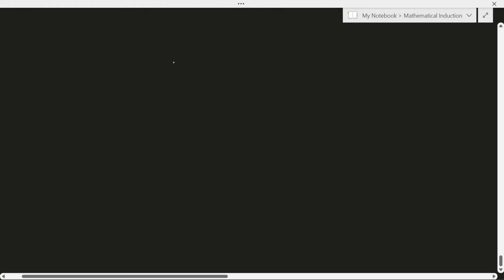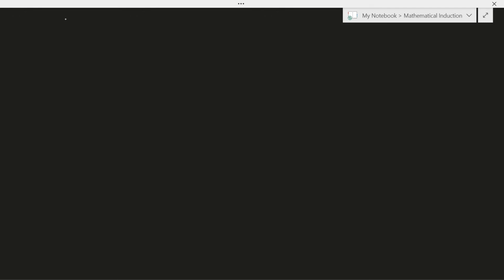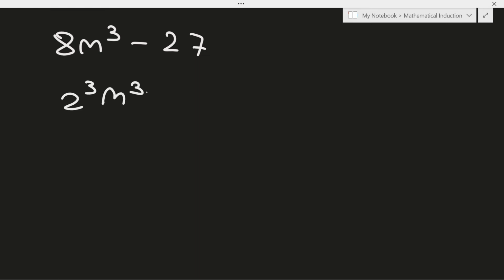And let's say we have, so I'm going to continue now because that part was pretty simple, very easy concept to grasp. Let's say we have 8m cubed minus 27. Now what we want to do is find a way to have both things cubed. So 8m cubed is the same thing as saying 2 cubed times m cubed, minus 3 cubed, because 3 times 3 is 9 and 9 times 3 is 27.